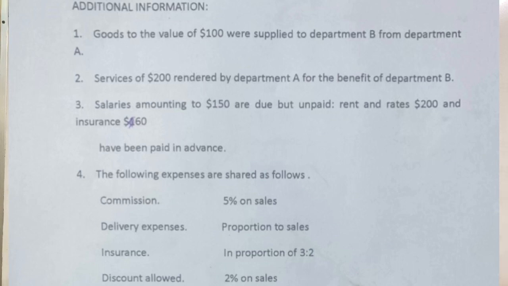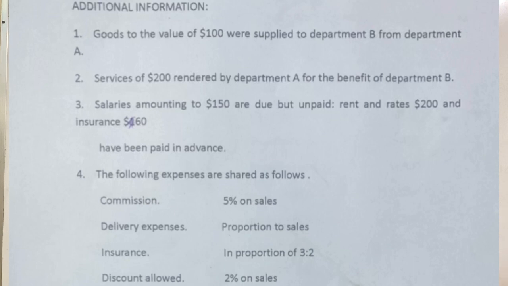Additional information. 1. Goods to the value of $1,000 were supplied to Department B from Department A. 2. Services of $200 rendered by Department A for the benefit of Department B. 3. Salaries amounting to $150 are due but unpaid. Rent and rates $200 and insurance $60 have been paid in advance.